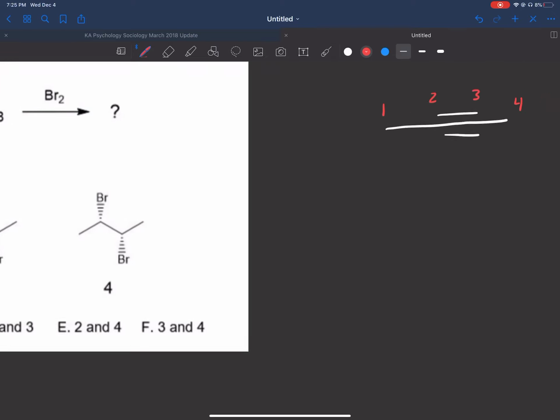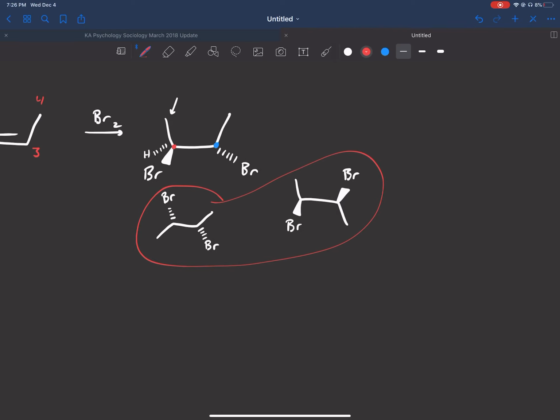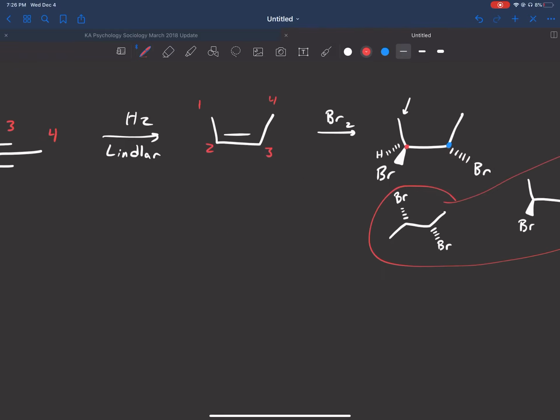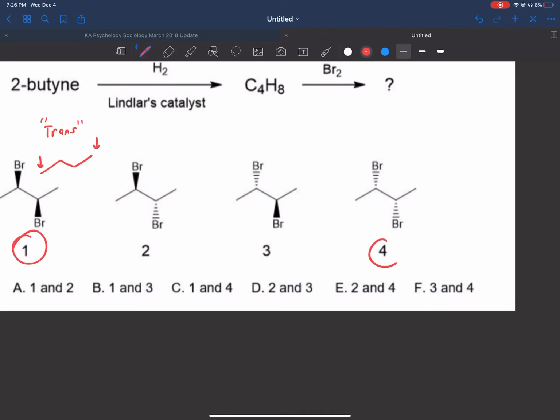Oh, now actually, let me just correct myself really quickly. These are not the same products. If you see, these are not meso compounds or anything like that. So these are not the same product. Let me just correct myself. So we're going to get both choice 1 right here, both wedged, and 4, both dashed. Again, just to reiterate, these are not the same product. You flip one of these, you will not get the other one.